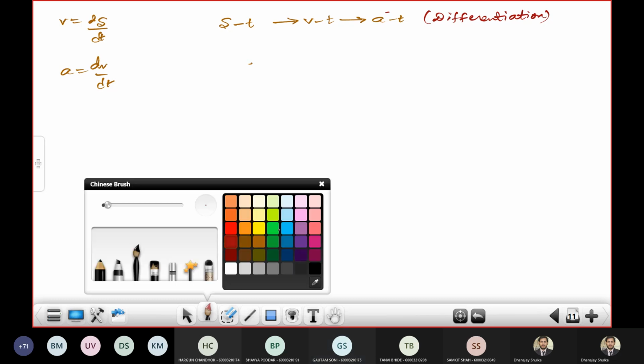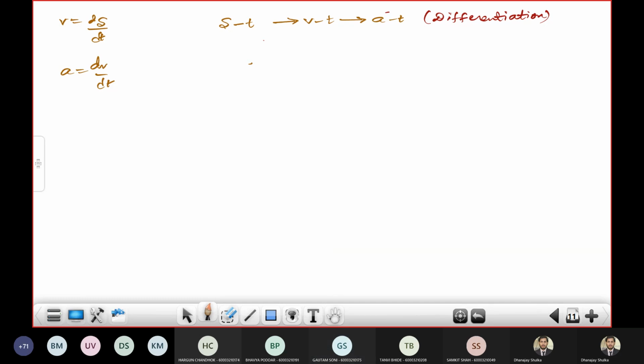Then second thing, you also know the reverse method. If you have AT, then you can get the VT. From VT you can get the ST. This you can get through integration. Am I correct? This you can get through integration. So it is this way and that way.